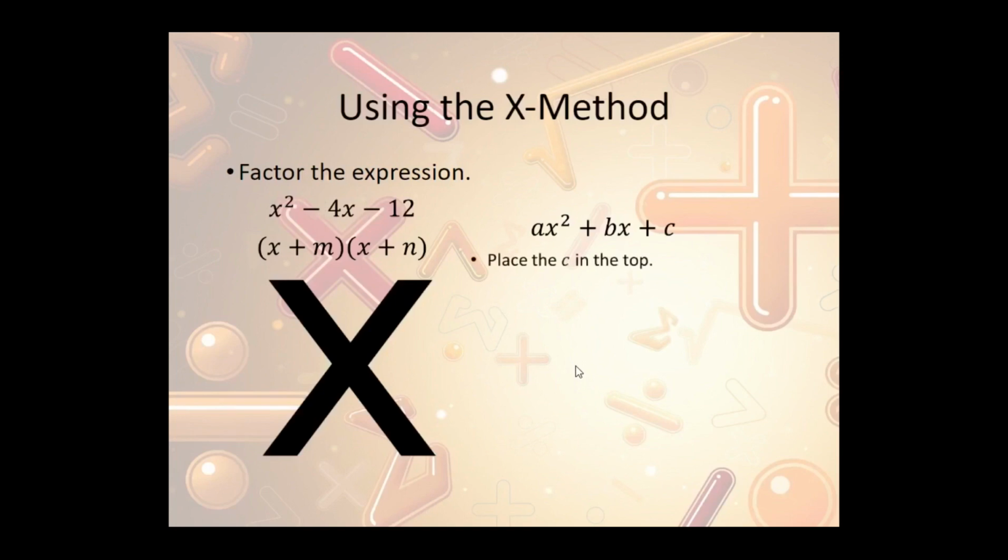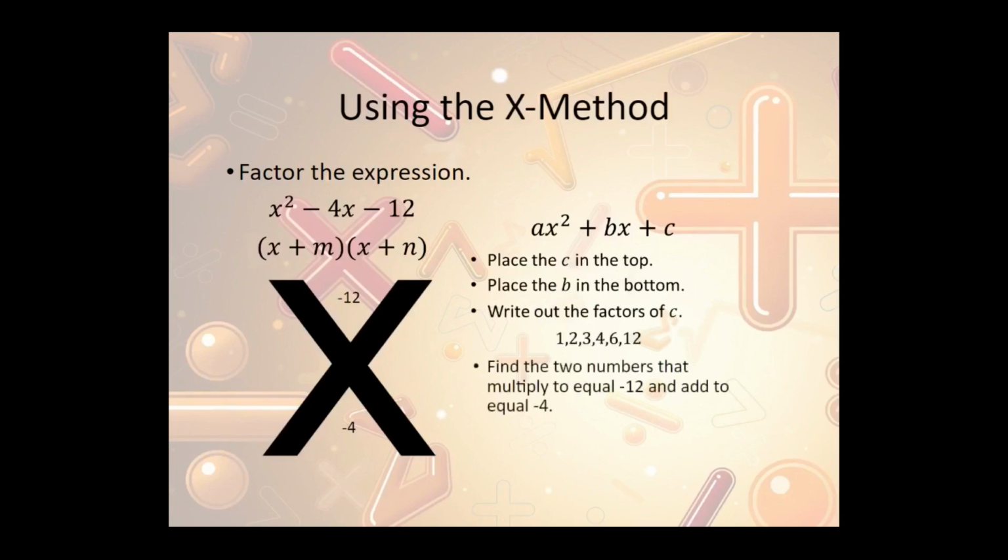Well, I place c at the top, which is negative 12. I place b at the bottom, which is negative 4. Then I write out the factors of c. So what numbers multiply to get 12? Well, I got 1, 2, 3, 4, 6, and 12. Now I need to find two numbers that multiply to equal negative 12 and add to get negative 4.